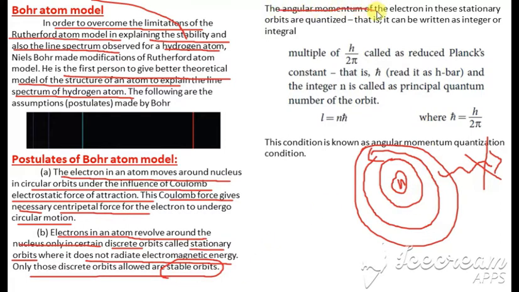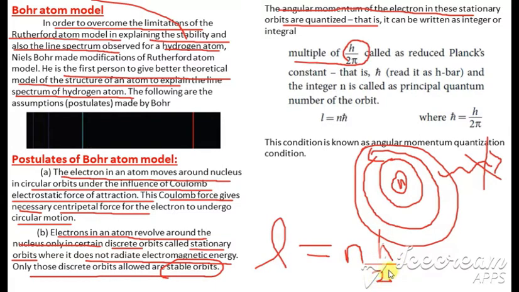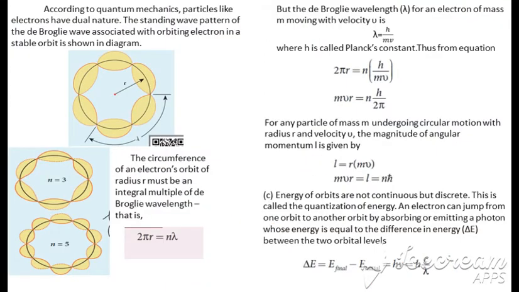Then angular momentum is quantized, and it can be written as an integral multiple of h by 2 pi. Instead of h by 2 pi, it is written here as h bar. This condition is called the angular momentum quantization condition. According to quantum mechanics, particles like the electron have dual nature.